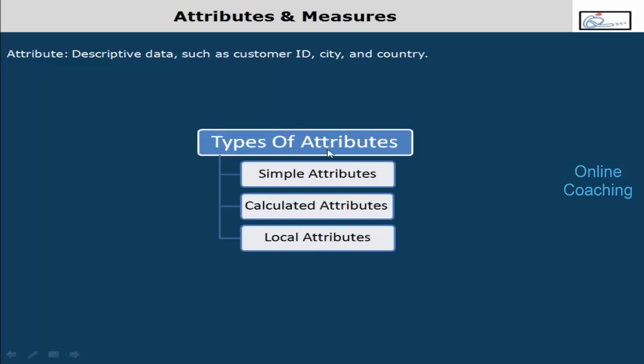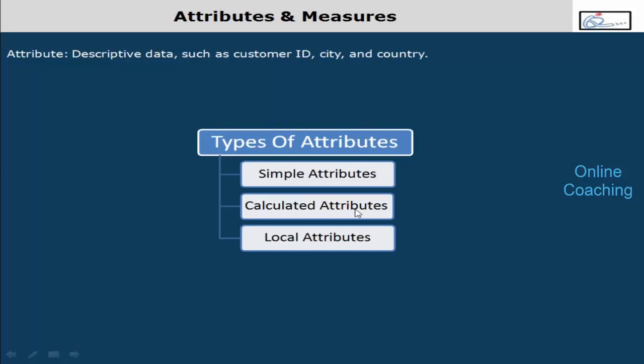Then again, within the attributes, we'll classify them into three types: simple attributes, calculated attributes, and local attributes. When I say simple attribute, this is an attribute which is derived from a column of a table. For example, you wanted to get the country of a customer. From the customer table, you pick the column country and refer to that as an attribute country. So that is a simple attribute. Whenever I have an attribute which is referred directly from the column of a table, we call that a simple attribute.